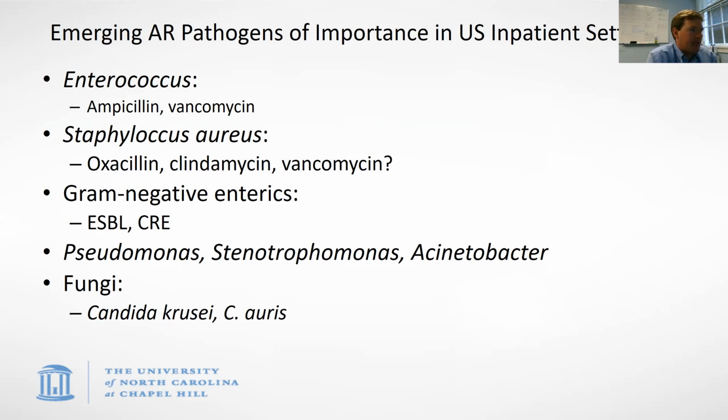With gram-negative enterics, the two big important groups are ESBL and then, of course, carbapenem-resistant. CRE stands for carbapenem-resistant Enterobacteriaceae. Pseudomonas, Stenotrophomonas, and Acinetobacter, so there's non-lactose fermenters that can have all sorts of weird mechanisms of resistance. And then fungi, the two important species to talk about, Candida krusei and Candida auris.